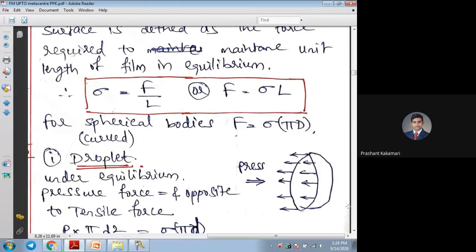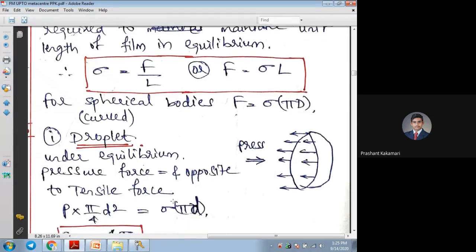So as I told you, under equilibrium of this hemispherical body, for the droplet I can write like this: the force due to pressure, what is applied externally, is equal to the tensile forces in the opposite direction. I hope the point is clear. The minimum pressure or force required to separate this spherical body into two halves is nothing but equal to the surface tensile forces in the opposite direction.